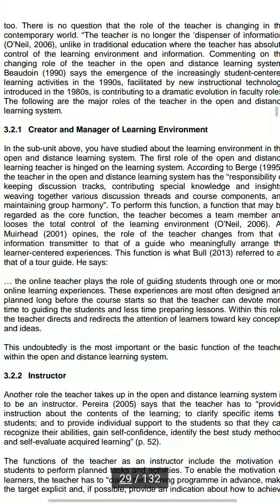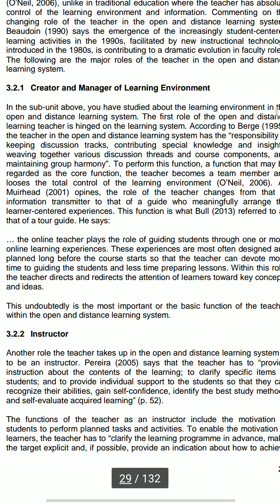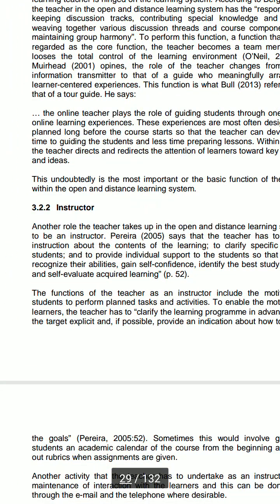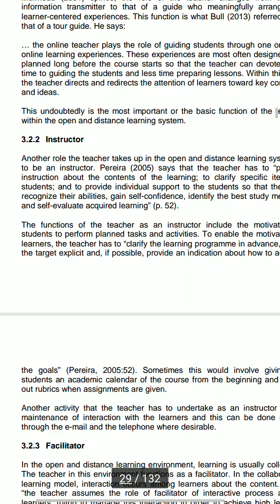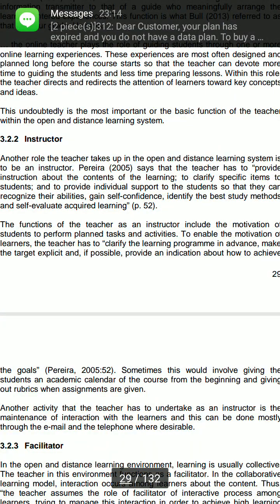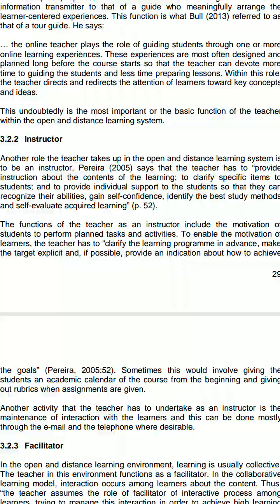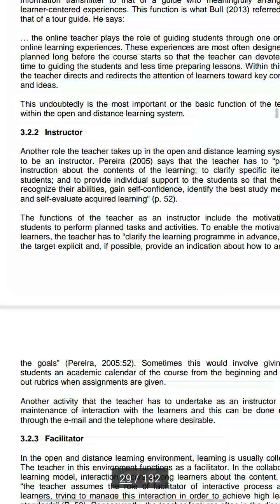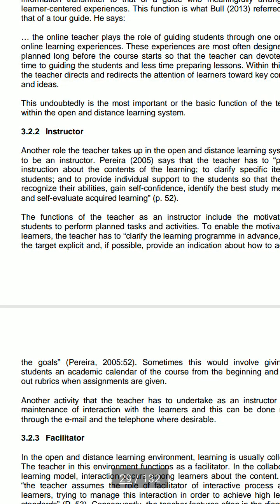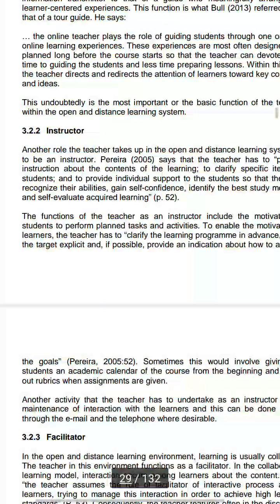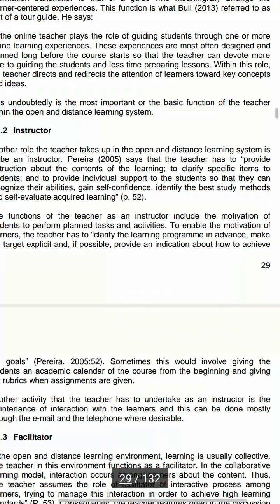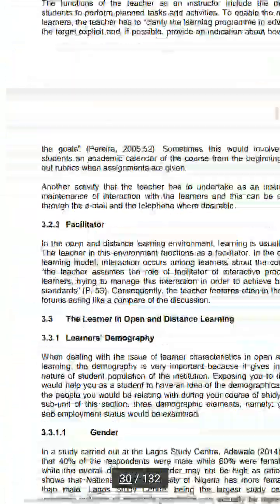Then we have the creator and manager of learning environments. These are people that are actually in charge of controlling and at the same time organizing a learning platform. We have the instructor, also called a tutor. Another role of the teacher in the open and distance learning system is to be an instructor. That is, the teacher provides students with the necessary information which they need to support the students' learning processes.